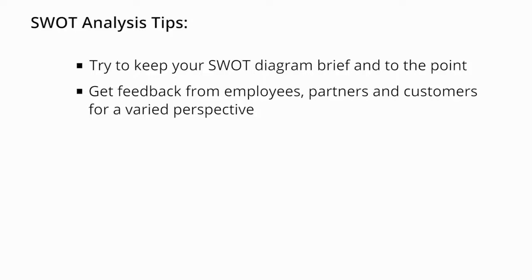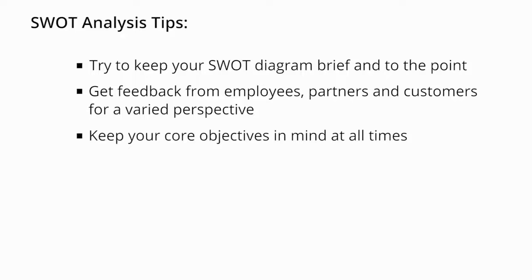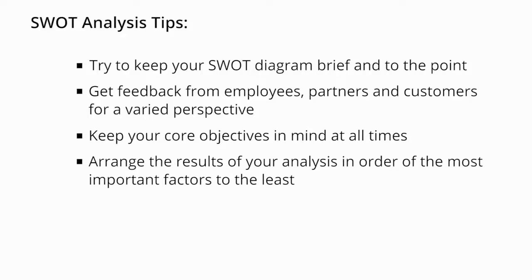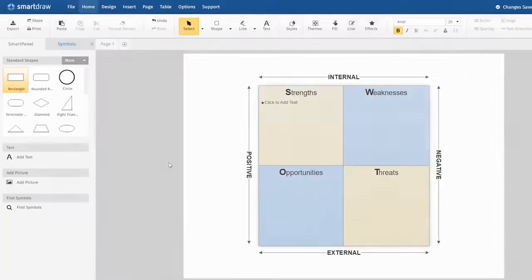Keep the core objectives of the company's business plan in mind while performing your SWOT analysis. It will help you guide yourself through seemingly unrelated internal and external factors. Arrange the results of your analysis in order of the most important factors to the least. This will help you prioritize action points going forward. With all that in mind, let's look at how you build a SWOT diagram.